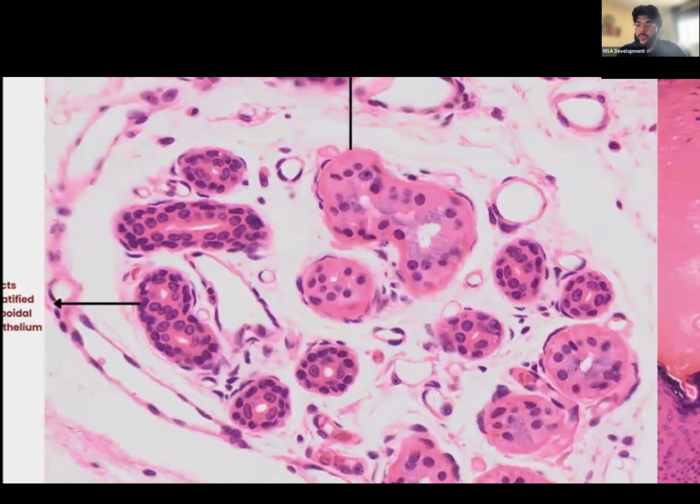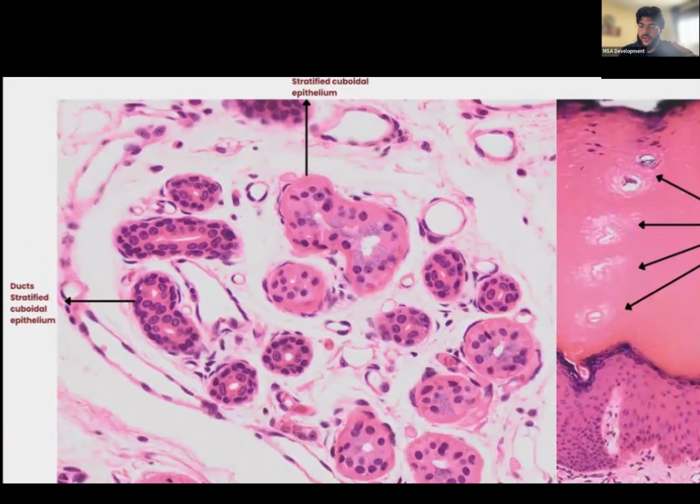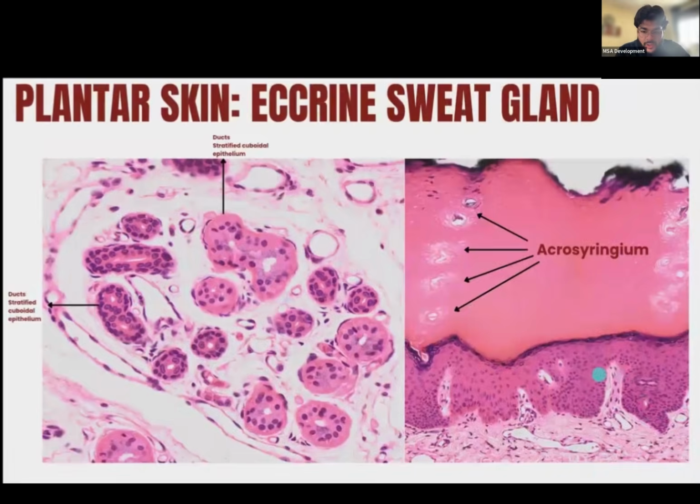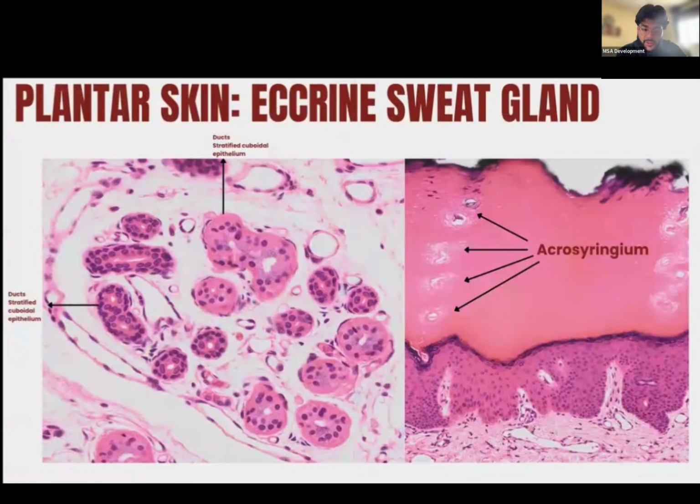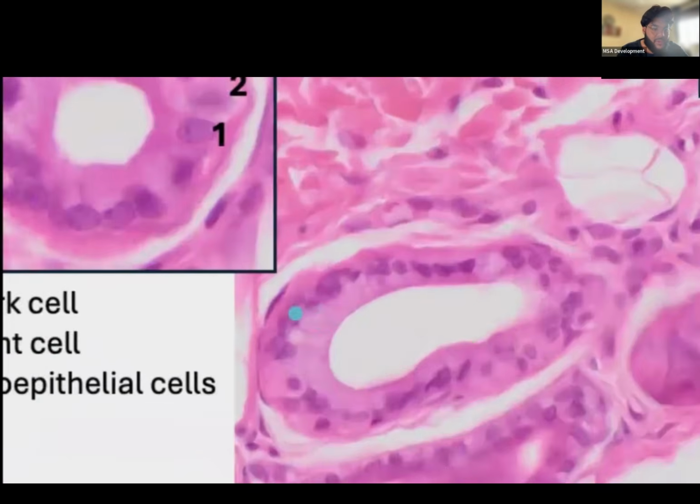It has a very narrow lumen, and it's found in the dermis layer. So it's not found in the epidermis; it's found in the dermis. They also have myoepithelial cells, which are basically muscular cells. You can think of them as responsible for contracting and allowing for the excretion of the sweat. You also have the duct that goes up and opens into the skin, known as our acrosyringium, which comes from our eccrine sweat glands.